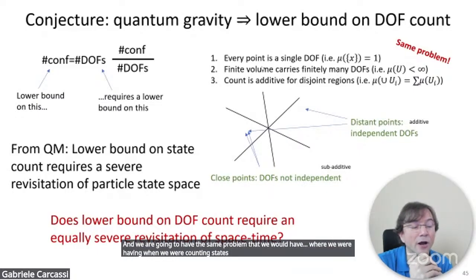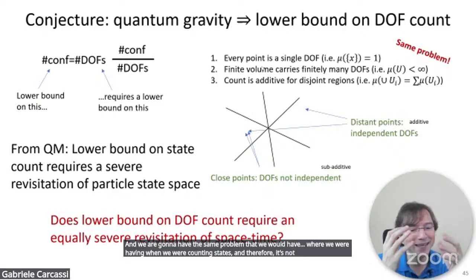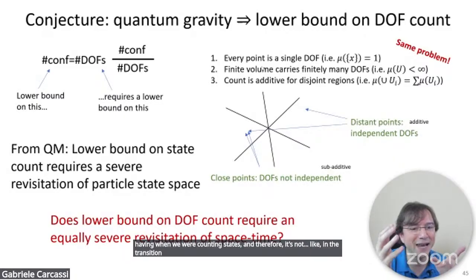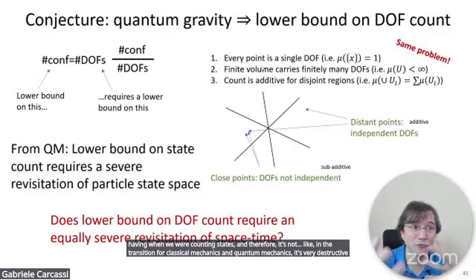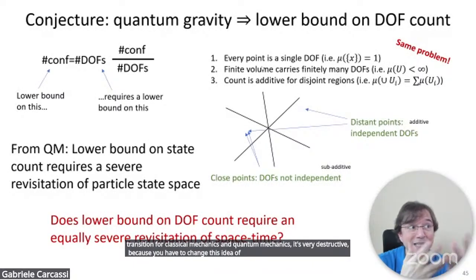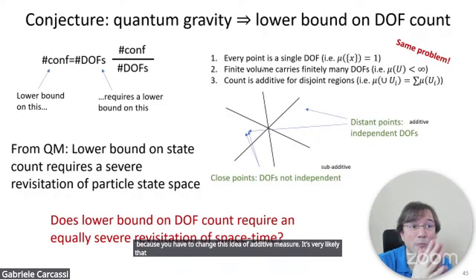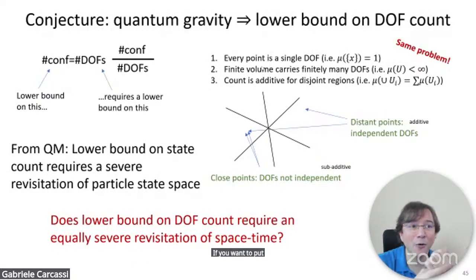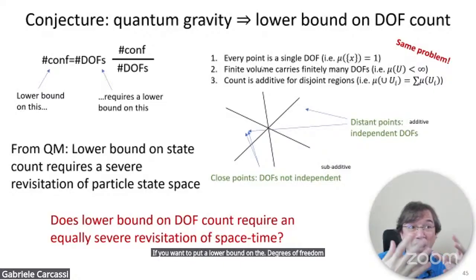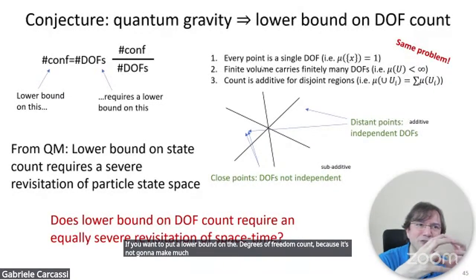And therefore, the transition from classical mechanics to quantum mechanics is very destructive because you have to change this idea of additive measure. It's very likely that you're going to have the same problem if you want to put a lower bound on the degrees of freedom count, because it's not going to make much sense that in a region of space you have less than 1 degree of freedom.